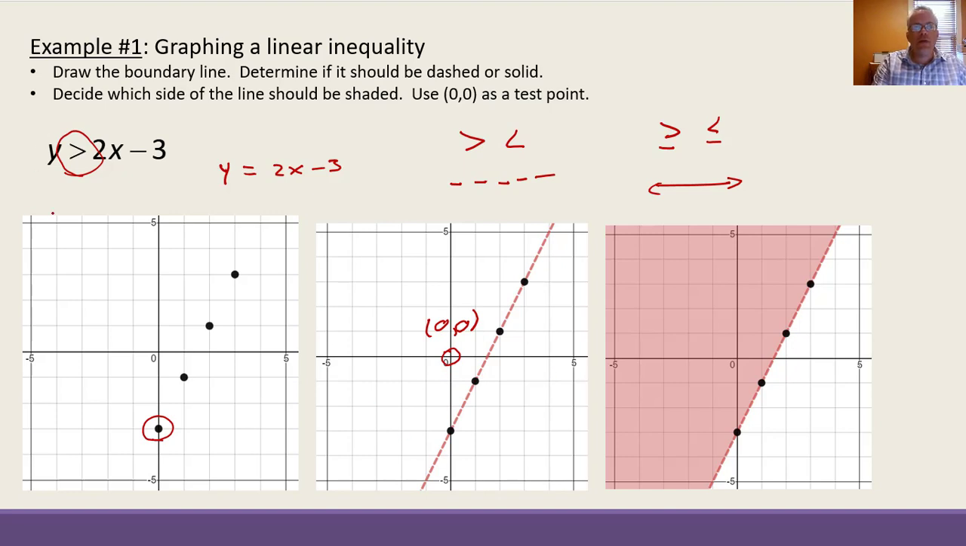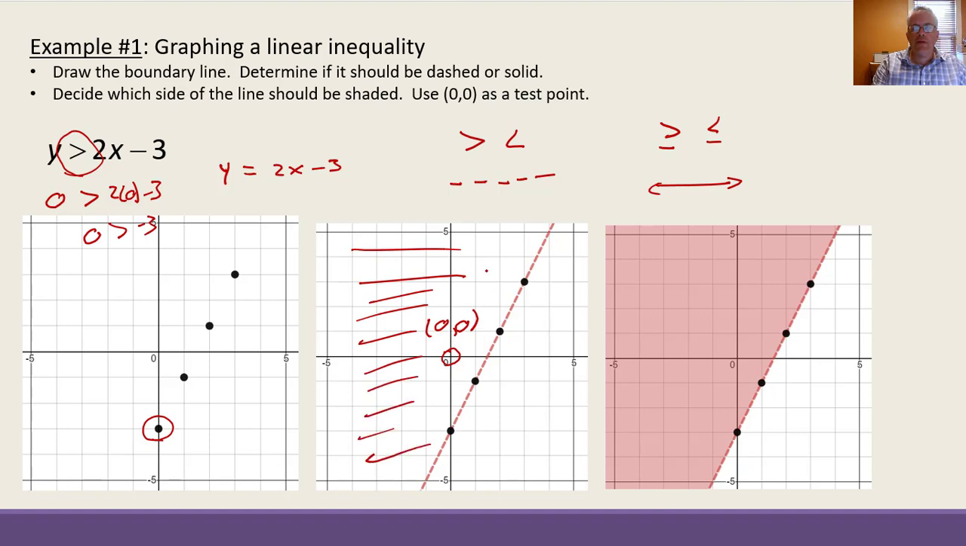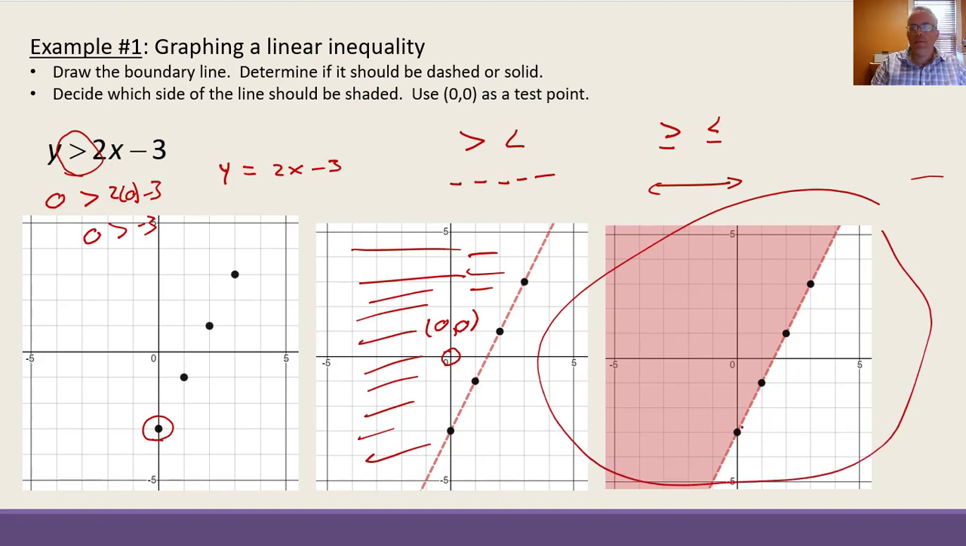So I'm going to put 0, 0 into this and see if it's true. I substitute 0 for y and 0 for x, and we get 0 is greater than negative 3, which is true. So this is the side that belongs to this inequality, and this is the final graph. Again, the points on the boundary line are where y is equal to 2x minus 3. This is where it's greater than 2x minus 3, and this side would be where it's less than 2x minus 3.